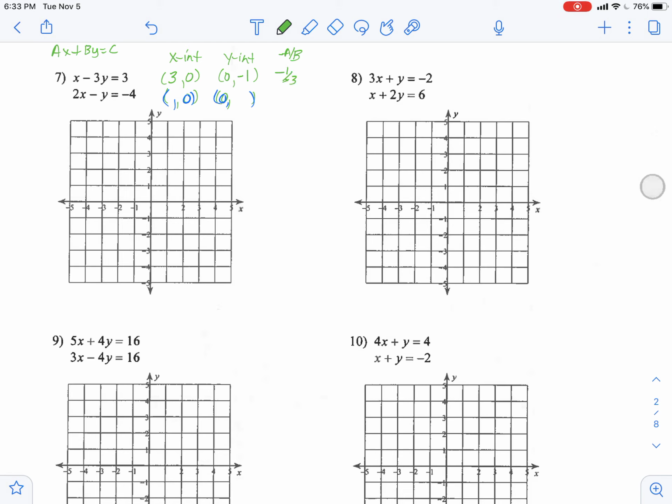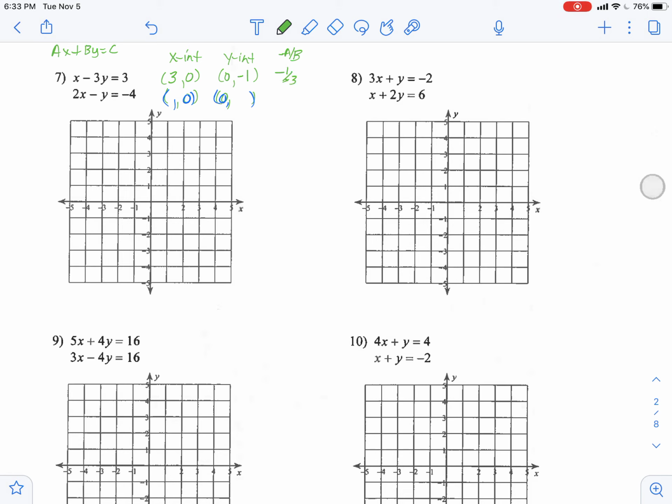Now let's go ahead and do the second one. Again, if y is 0, that's gone. So I would divide both sides by 2, and that's going to give me a -2. Okay. If I let my x be 0, then that is eliminated. I'm going to need to divide both sides by a -1, and that's going to give me a 4.